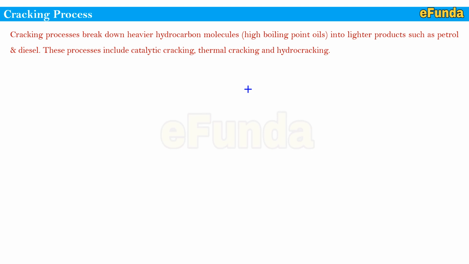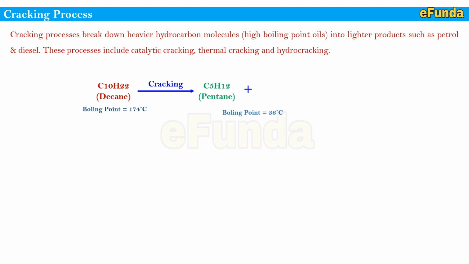Let's understand by an example. C10H22, that is decane, having a boiling point of 174 degrees Celsius. Once the cracking procedure is applied, it changes to a low boiling point, that is 36 degrees Celsius, where C5H12, that is pentane, and C5H10, that is pentene, are separated by this cracking process.